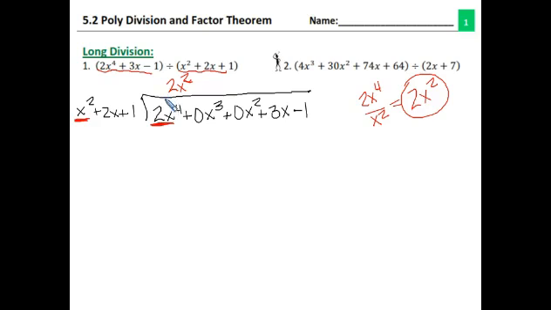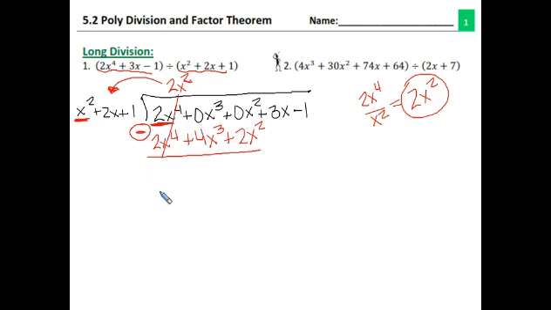Now, if you remember from middle school or elementary school when you do the long division process, as soon as you put something up top, we need to multiply it over to our divisor. So 2x squared times x squared is 2x to the 4th. 2x squared times 2x is 4x cubed. And 2x squared times 1 is 2x squared. Now in the division process, we always subtract, so let's see what happens.